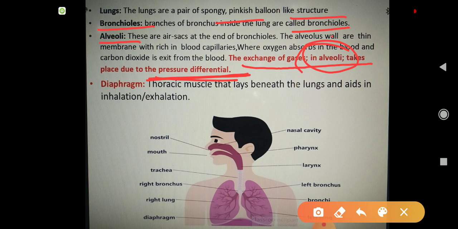Okay, now next is the diaphragm. The thoracic muscle that lies beneath the lungs helps in inhalation and exhalation. This muscular floor helps in inhalation and exhalation. Okay, this is enough for today, and next time we will discuss the mechanism of breathing.